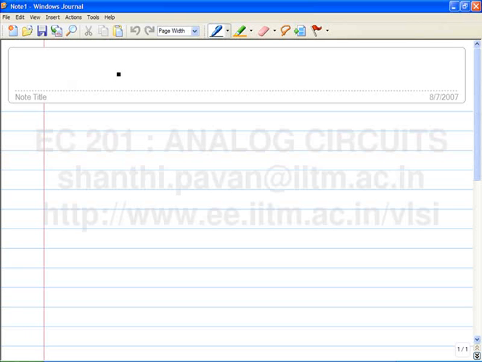So this is EC 201, lecture 5. For a quick recap of what happened at the end of last class, what did we realize? We realized that in general we are not going to encounter just a network with nonlinear one ports. A straightforward extension is to have a two port which is nonlinear.